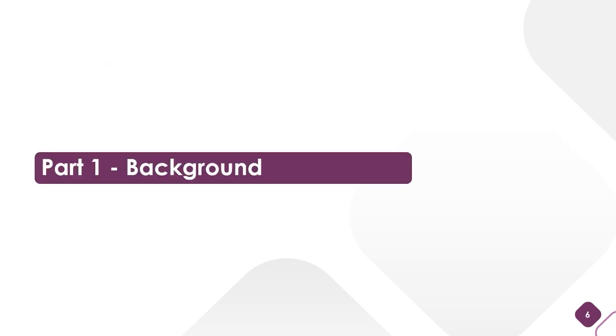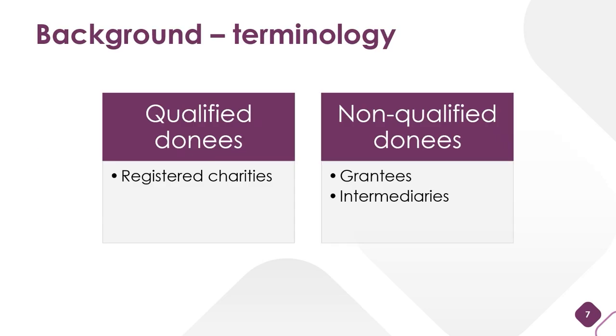First, we'll briefly discuss some background. This terminology may be familiar to many, but here's a quick refresher on some key terms for this portion of the presentation. The term qualified donees is a term from the Income Tax Act, and it refers to organizations that can issue official donation receipts for gifts they receive from individuals and corporations. Canadian charities are probably the best known category of qualified donee, but there are a few other types of organizations as well. The term non-qualified donees refers to those that do not meet the definition of a qualified donee.